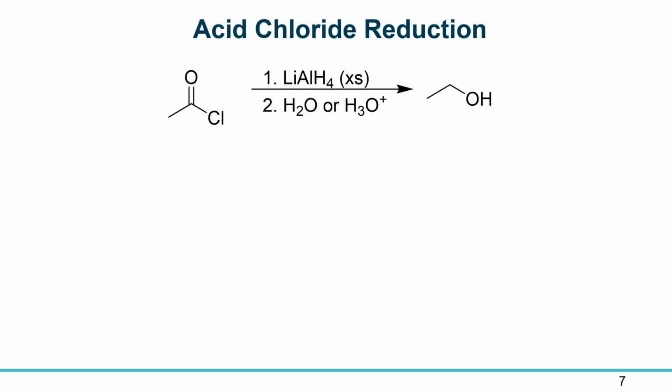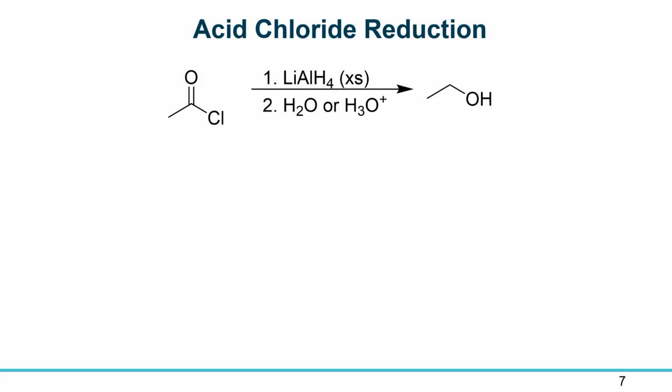Acid chlorides can undergo reduction with excess lithium aluminum hydride to generate primary alcohols. Water or hydronium ion is added in a subsequent workup step. Shown here, ethanoyl chloride is converted to ethanol by LAH reduction.